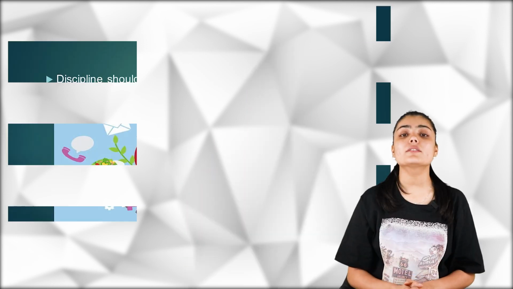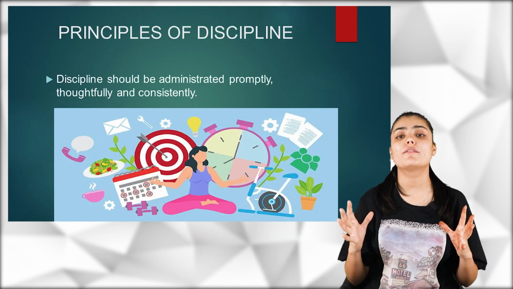So when there are written rules and standard punishment for the overall organization, it will help to keep the employees at the same level without any discrimination, and it will hold every individual and every employee at the same standard within the organization. So these are the aims of discipline. Let us move on to the principles of discipline.